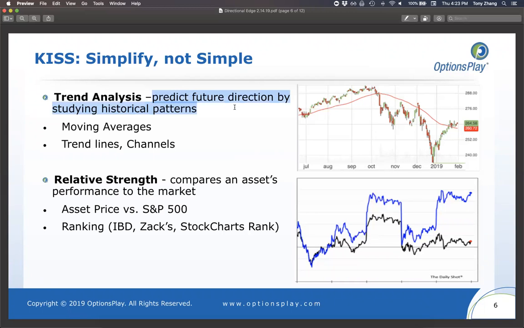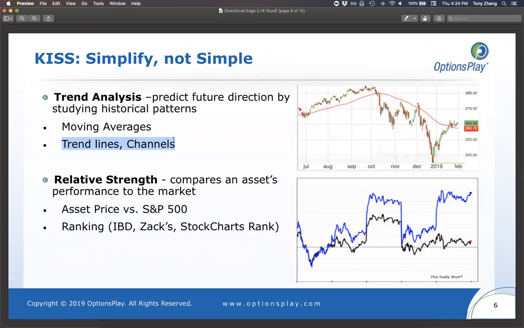There's lots of different ways to go about doing trend analysis. I think one of the most common ways that most of you are probably familiar with are indicators such as moving averages, and many of you that are familiar with the charts may have drawn trend lines or perhaps channels. These are all different ways or methodologies to gain a directional view by analyzing the trend.